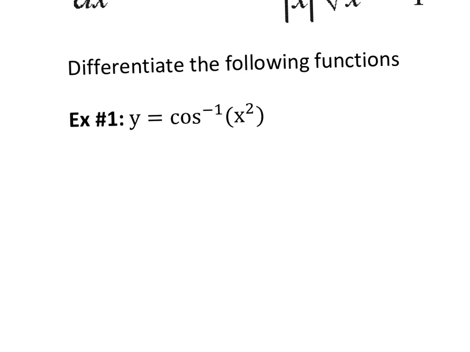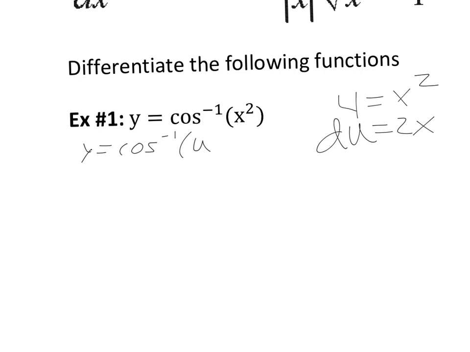And you'll notice that this is definitely a function inside a function. So right away we are going to have to do chain rule. So I'm going to go ahead, first thing I'm going to do is do u. It's a weird u. Equals x squared. And therefore du equals 2x. So let's rewrite this. Y equals the inverse cosine of u.